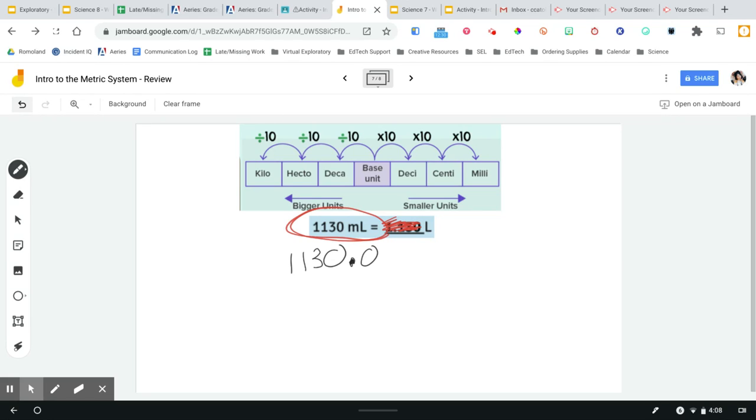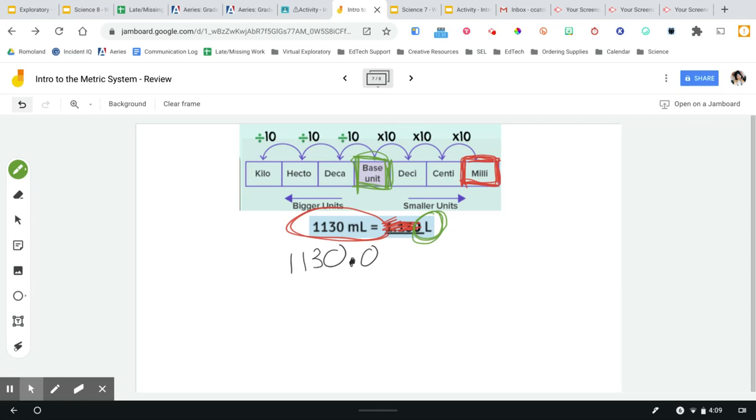So let's figure out where I start on this chart right here. I have to start at milli. Milli is right over here. Here is the prefix milli, and I need to convert it. I can figure out what I'm converting it to by looking at this unit right there. I need to convert it to the unit liter. But all I see is kilo, hecto, deca, deci, centi. Where is liter? The reason why liter is not specifically written out there is because liter is a base unit.